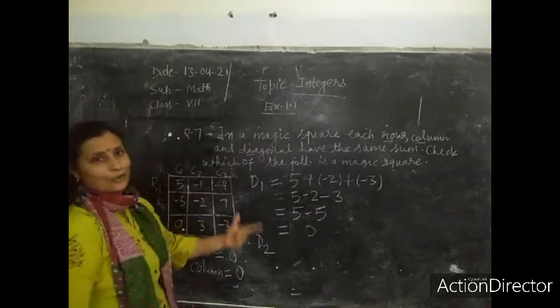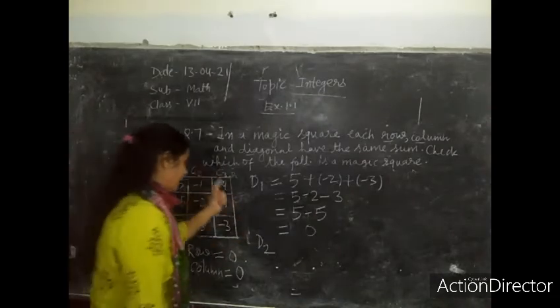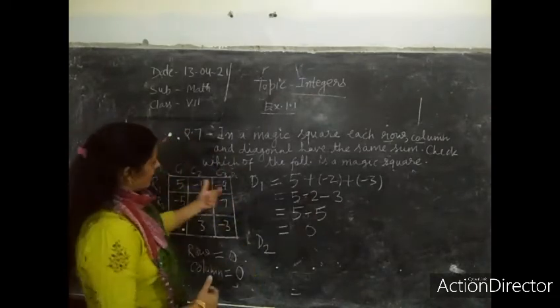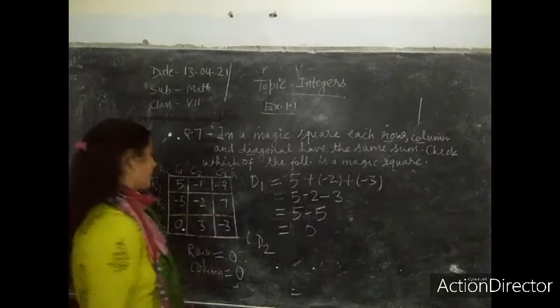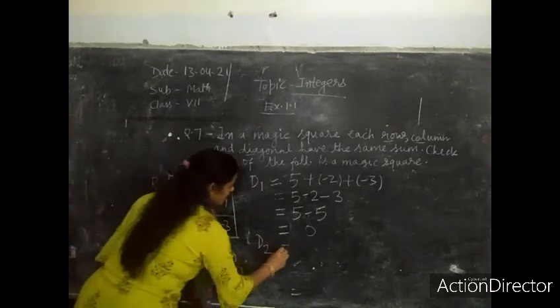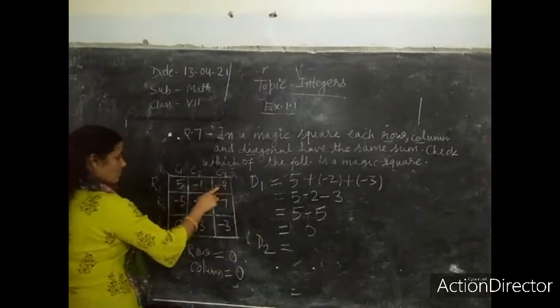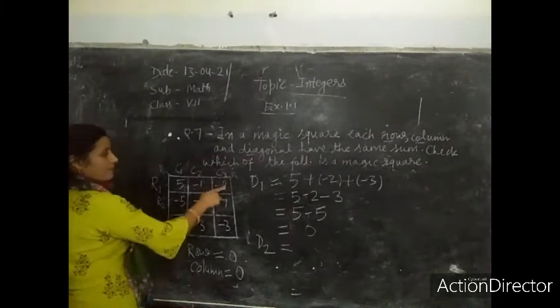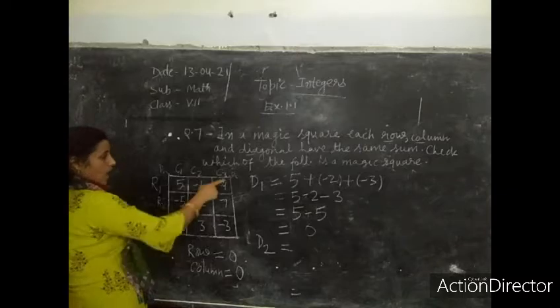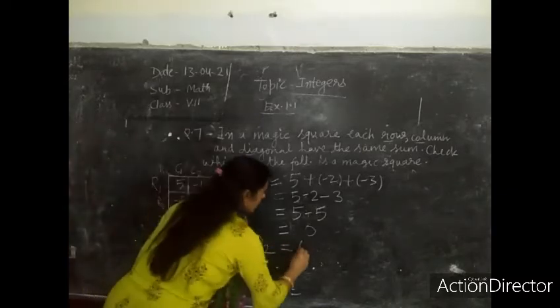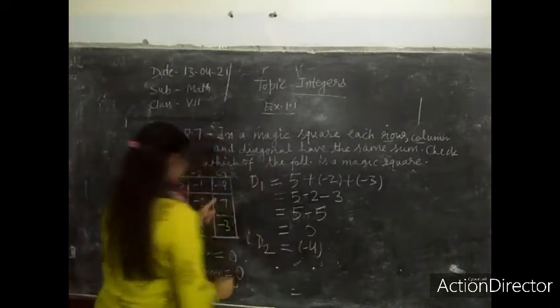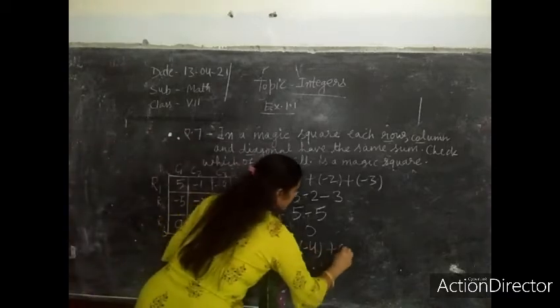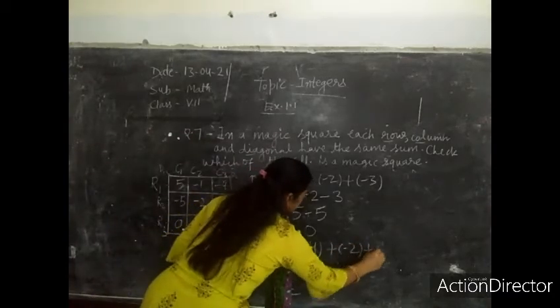Okay. So only D2. We have to try this. If D2 will be 0, then our square will be magic square. Okay. So let's move. Now what about D2? Minus 4, minus 2 and 0 are on the diagonal. So add up minus 4 plus minus 2 and plus 0.